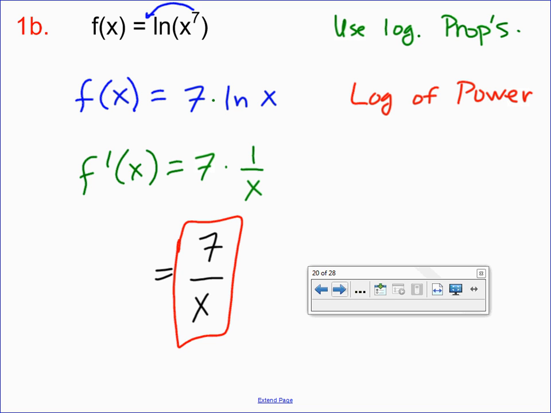What questions do you guys have on 1? Meg? Why did you keep the 7 if it doesn't have an x attached to it, if it's just a constant? Oh, in this case, this is a constant multiplier, right? So we're differentiating 7 ln x. We keep the constant around for the party because that affected the steepness of my original, right?